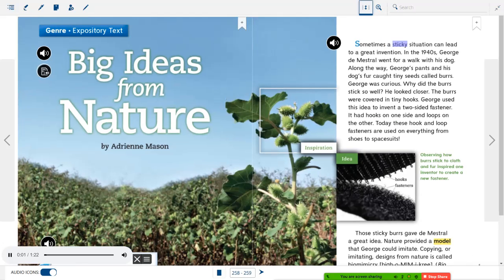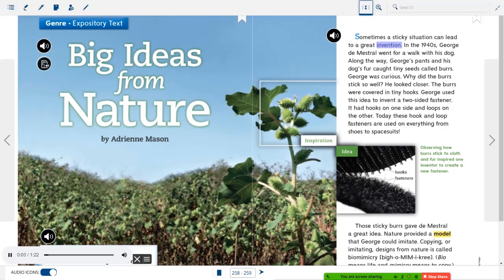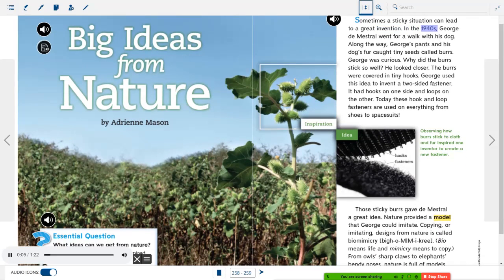Sometimes a sticky situation can lead to a great invention. In the 1940s, George de Mestral went for a walk with his dog. Along the way, George's pants and his dog's fur caught tiny seeds called burrs. George was curious. Why did the burrs stick so well? He looked closer. The burrs were covered in tiny hooks.